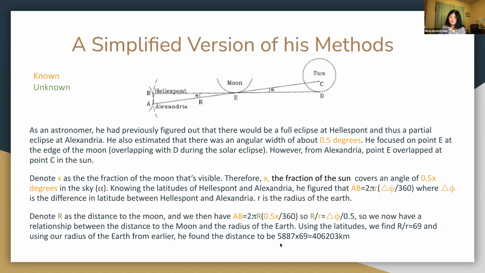So this was just 5,887 times 69, which ends up going to 406,203 kilometers. Okay, so that's actually his calculations for the distance to the moon.